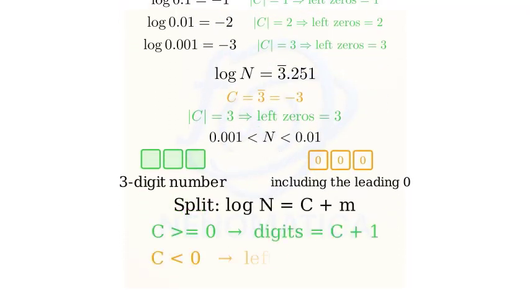Summary: split log n into characteristic plus mantissa. If the characteristic is non-negative, digits equals characteristic plus 1. If the characteristic is negative, the absolute value gives the number of left zeros, counting the leading zero. These two quick checks let you estimate the size of n instantly from its common logarithm.